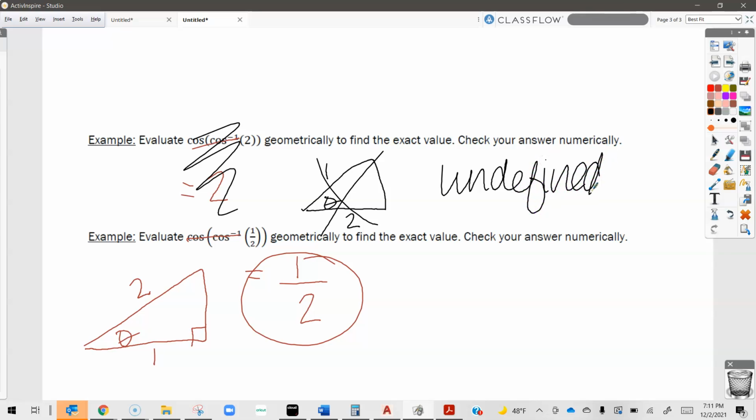All right, that is it for section 7.6. So the web assigned homework should be pretty quick for you guys. And then we are done with chapter 7.